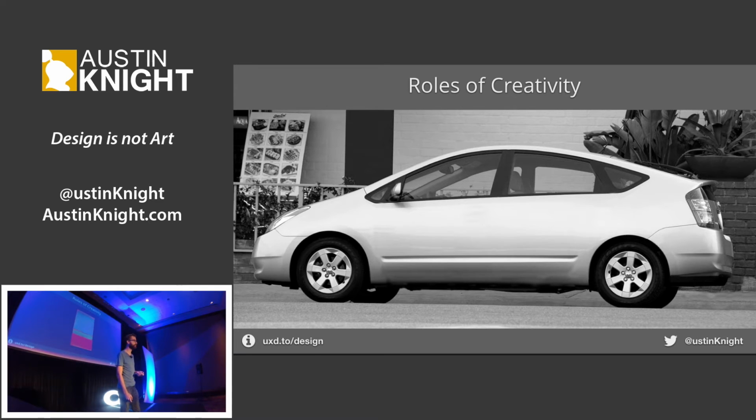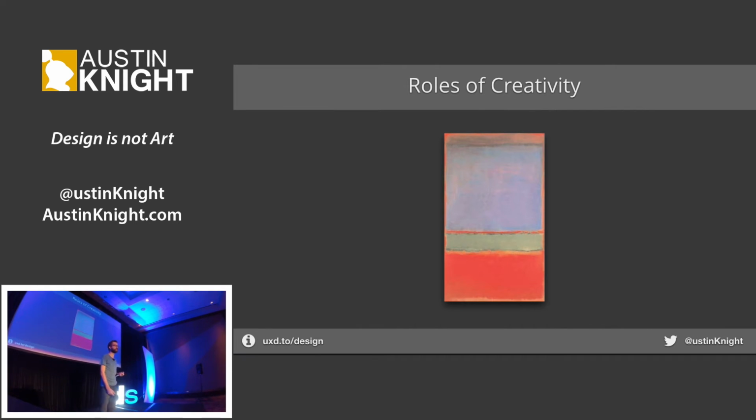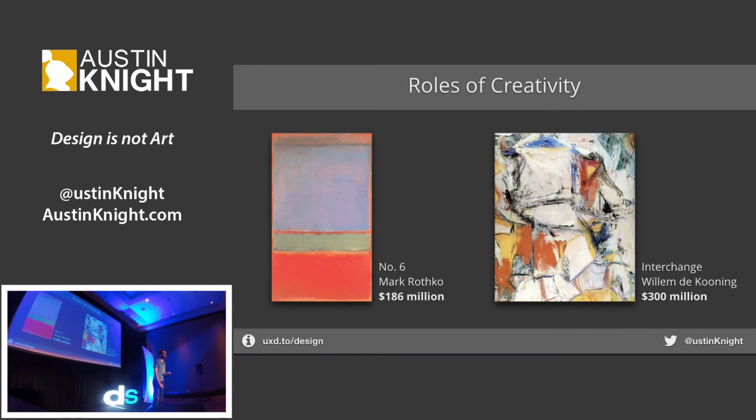But this is something that we do in art all the time. We're constantly breaking convention for the sake of breaking convention. And we seem to value it a lot. This painting, number 6, sold for $186 million. This painting, Interchange, sold for $300 million. That's the highest grossing painting of all time.